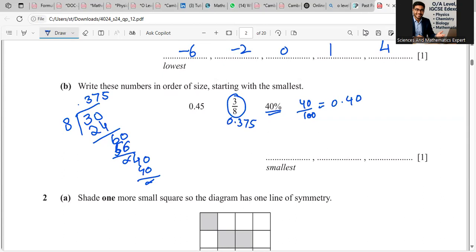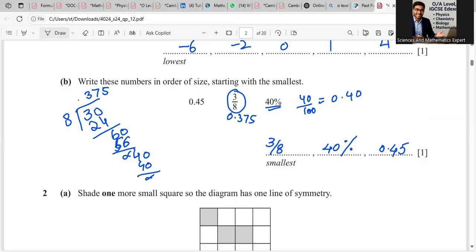If I look at all of these values, then I know that this 3/8 is the smallest one, and then there will be 40%, which can be written as 0.40, and 0.45 should be taken into account.